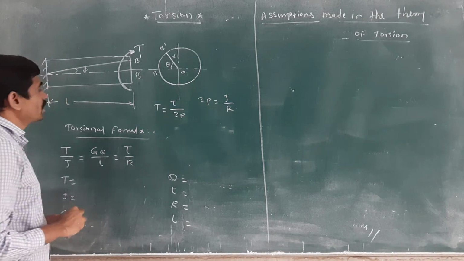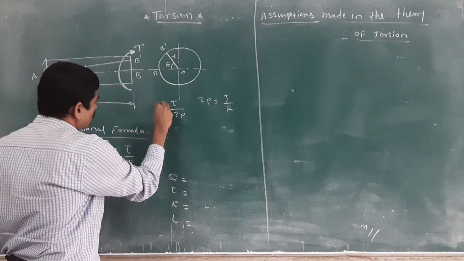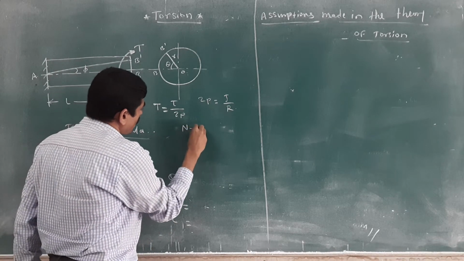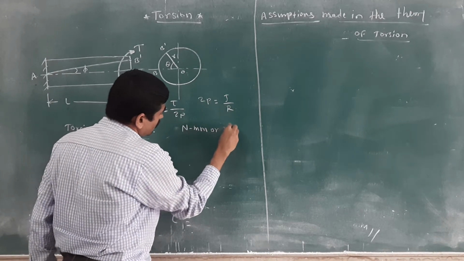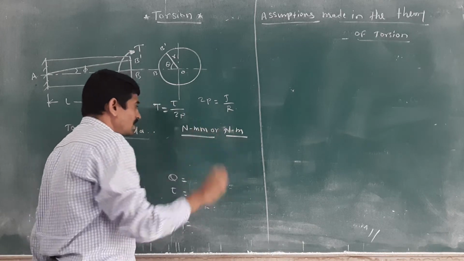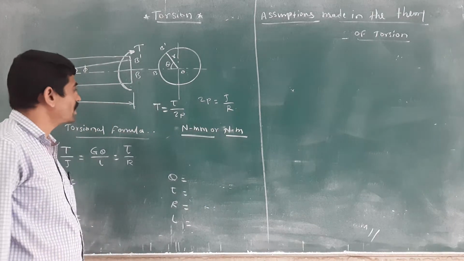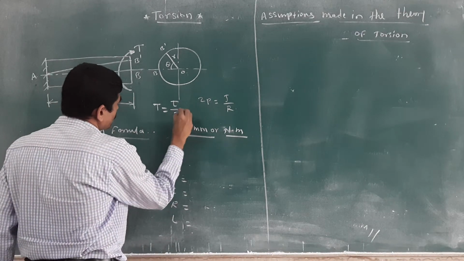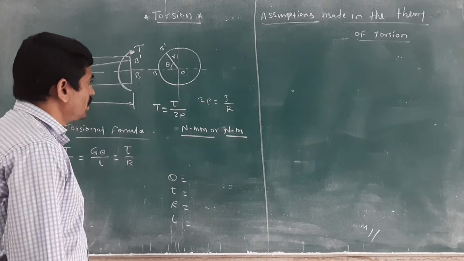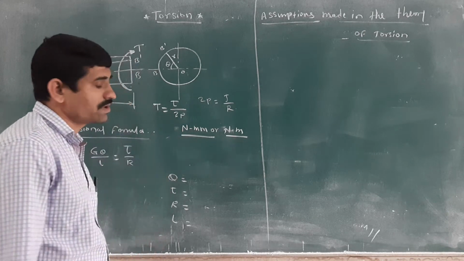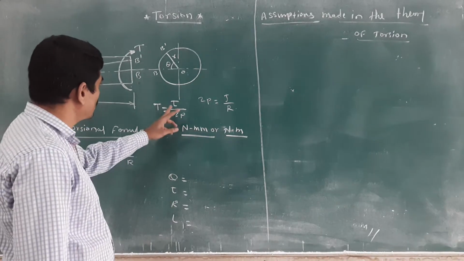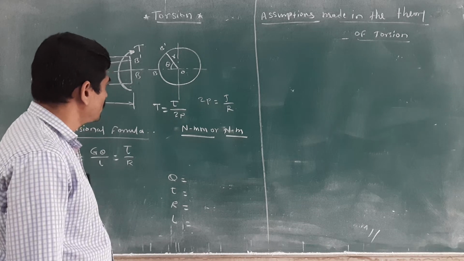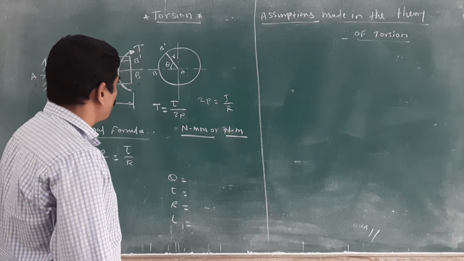It is denoted by the capital T. And unit is Newton mm, or we can write Newton meter. You can use any one unit, Newton mm or Newton meter. I can write here T is equal to tau by Zp. What is tau? Tau is the shear stress. We have seen it in unit number 1 and unit number 3. Tau is the shear stress, and its unit is Newton per mm square. And what is the Zp?